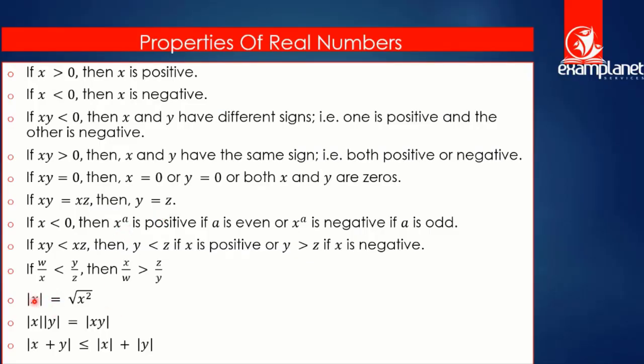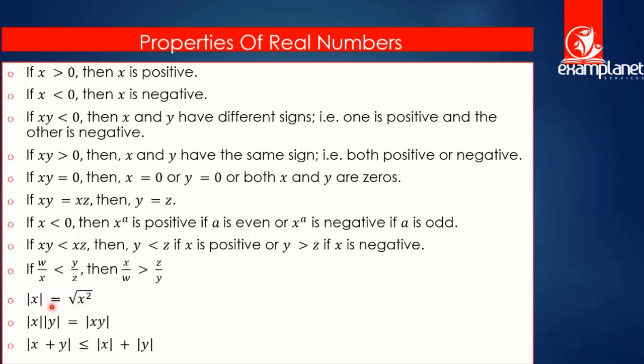Now, another one says absolute value of X is equal to square root of X squared. So absolute value of 5 is the same as square root of 5 squared. Absolute value of minus 5 is the same as square root of minus 5 squared.